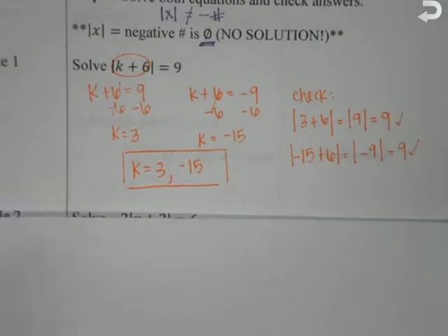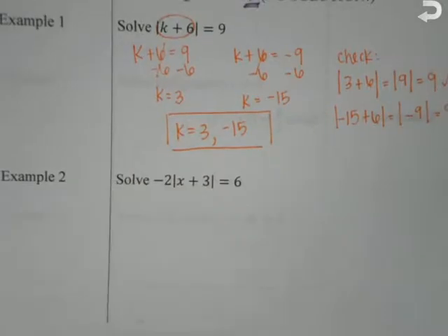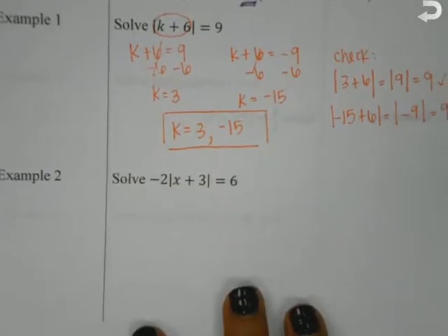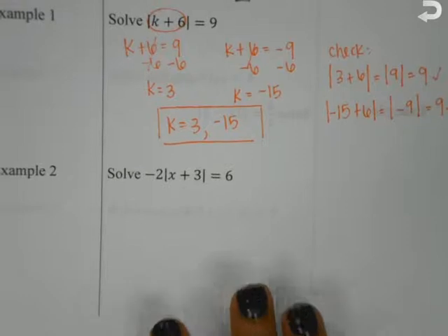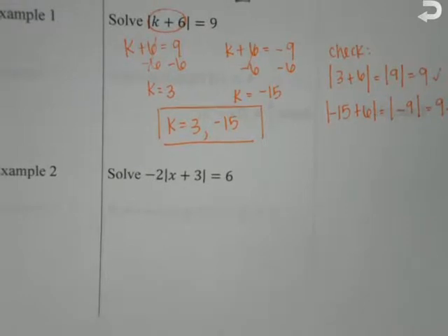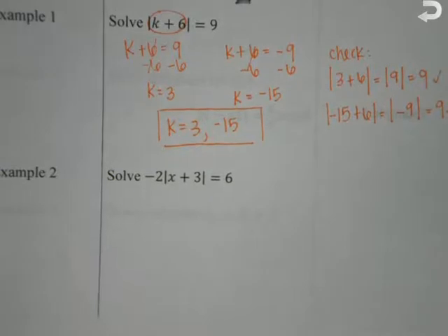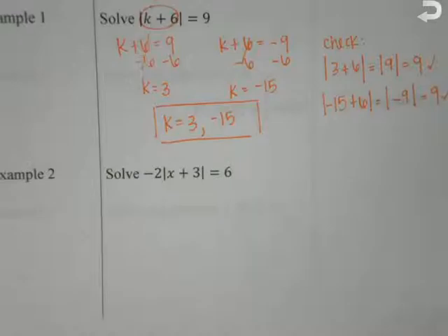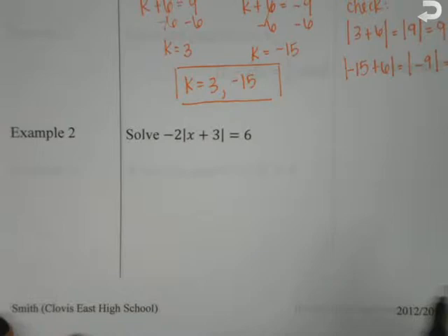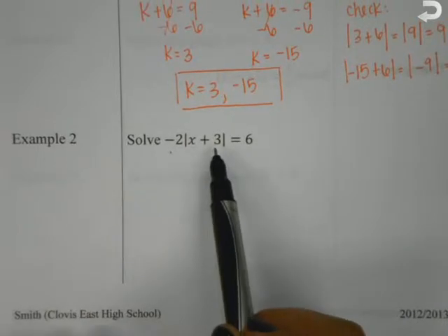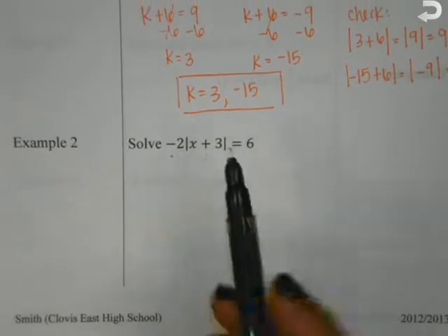So example 2, we have negative 2 times the absolute value of x plus 3 equals 6. Okay, so I see negative 2 on the outside of the absolute value. I need to get the absolute value bars by itself. So does anybody have any ideas of what I could do?